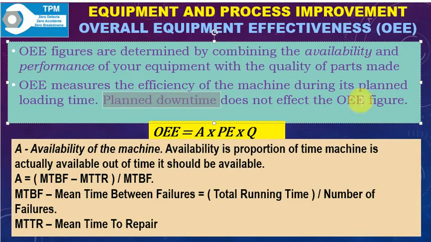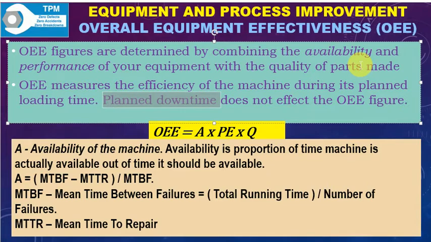So how to calculate this OEE? The simple formula for the OEE is the product of the availability, performance, and quality. This product is called the overall equipment efficiency. But how to calculate the availability? Availability is not directly given. You can take availability for the machines and calculate the OEE.